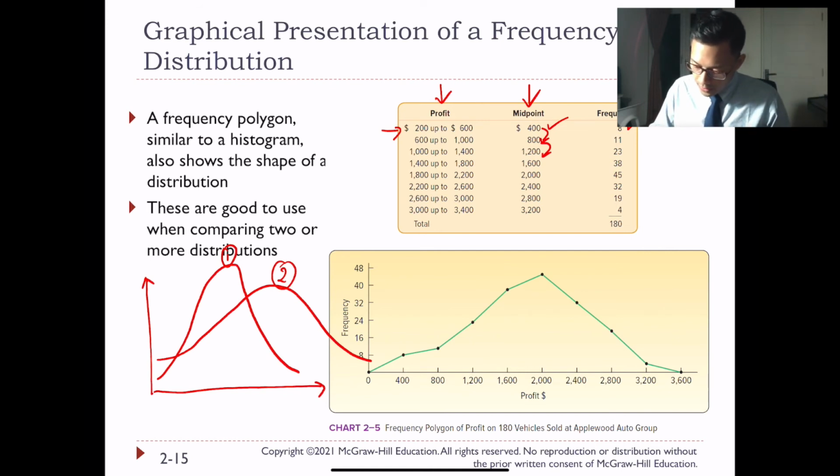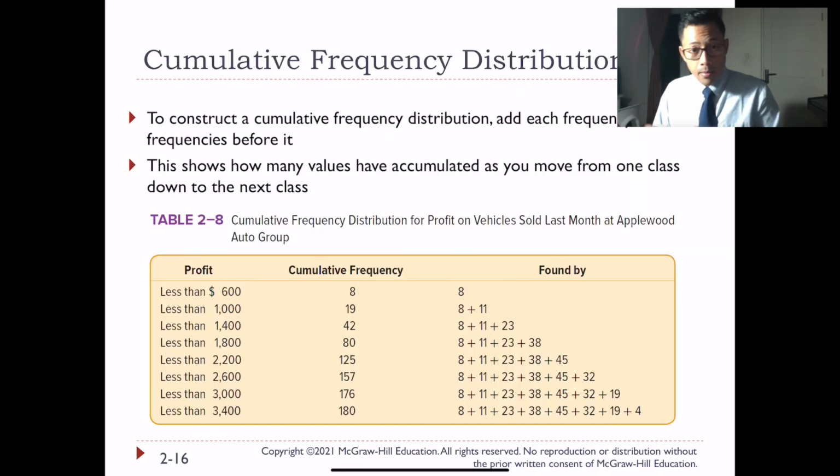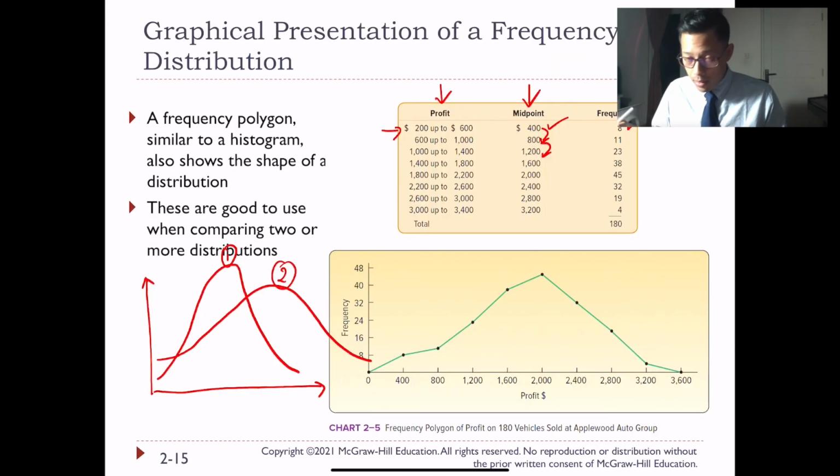So in this first car dealer, their profit doesn't vary that much, but the average is actually lower. However, for the second car dealer, the mean is higher, so it shifted to the right, but the variance is quite high. So there are profits that are relatively high, and there are profits that are relatively low. So again, this is another intuition that you can gain using the frequency distribution or the frequency polygon. I think this is very useful.